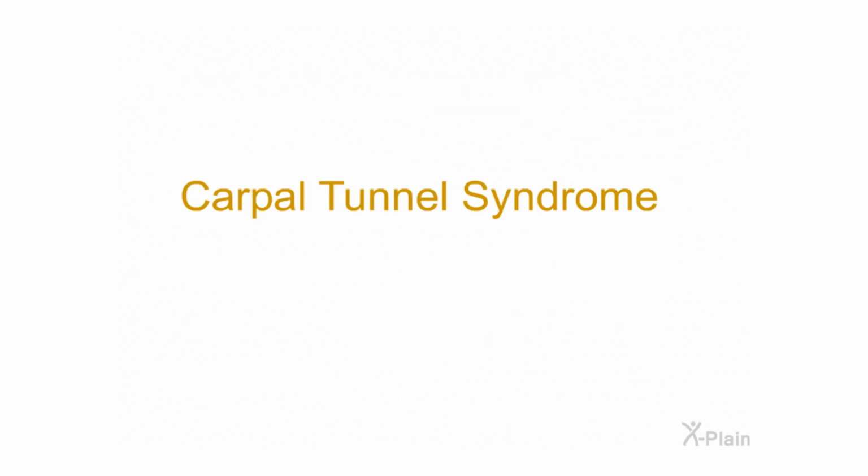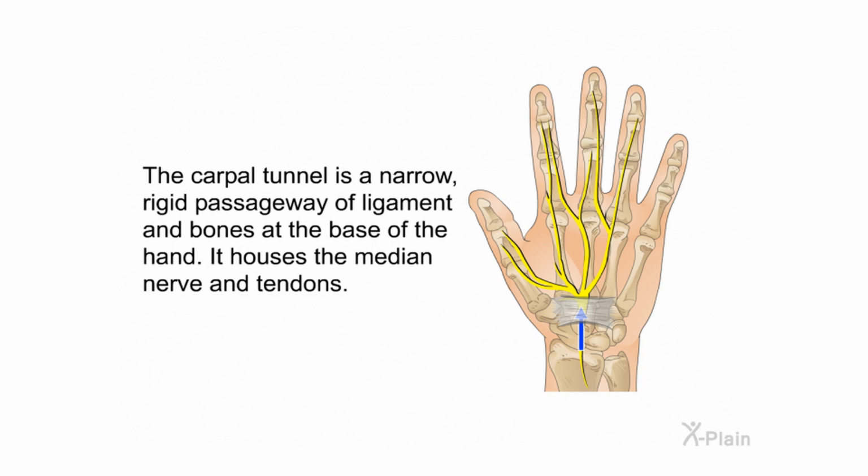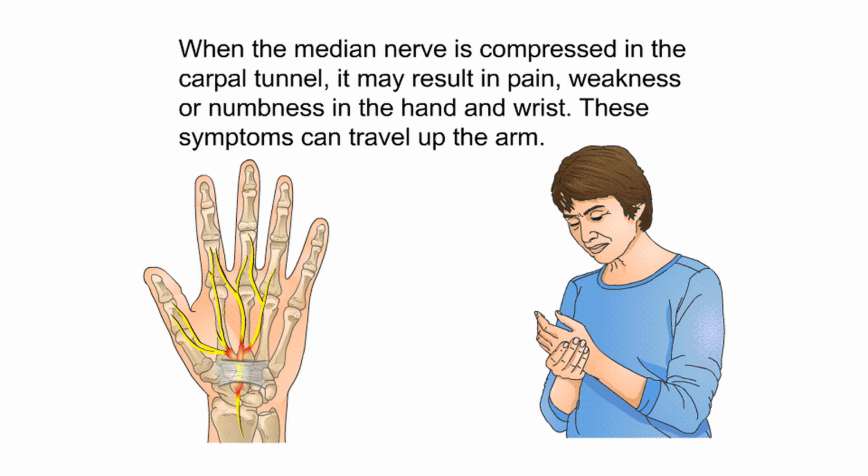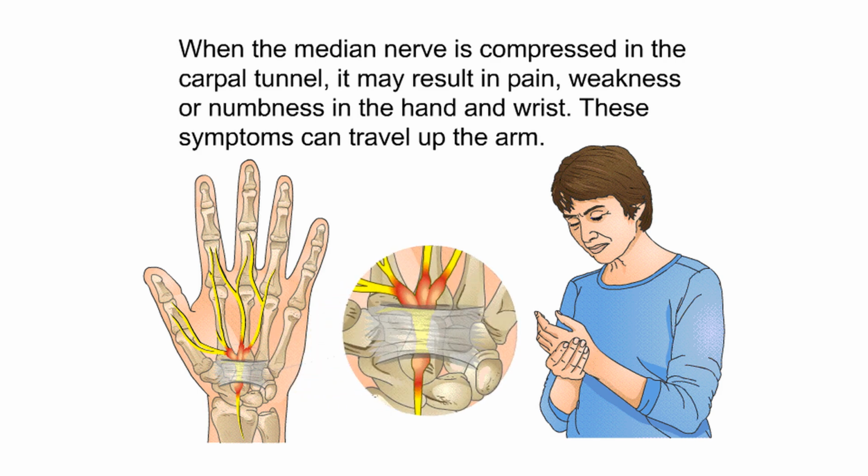Carpal tunnel syndrome. The carpal tunnel is a narrow, rigid passageway of ligament and bones at the base of the hand. It houses the median nerve and tendons. Carpal tunnel syndrome happens when the median nerve becomes pressed or squeezed at the wrist. The median nerve runs from the forearm into the palm of the hand. When the median nerve is compressed in the carpal tunnel, it may result in pain, weakness, or numbness in the hand and wrist. These symptoms can travel up the arm.